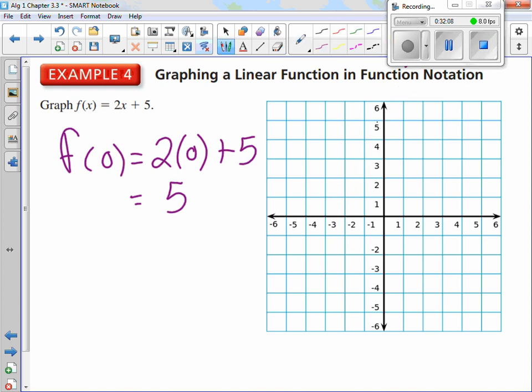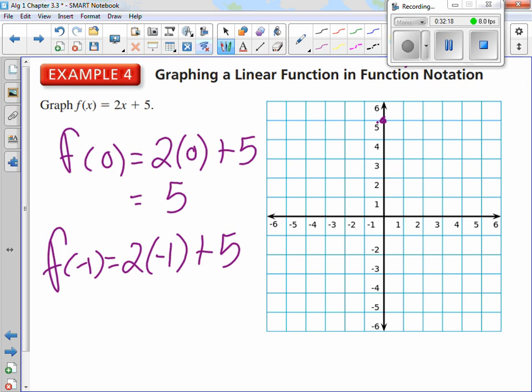Now, let's use, so we have 0, 5. I'm going to use -1. F of -1, so we can see it a little bit better. Well, that'd be 2 times -1 plus 5, yes? Because we're plugging it in to get the point. Well, 2 times -1 would be negative 2, plus 5 is 3, so -1, 3.